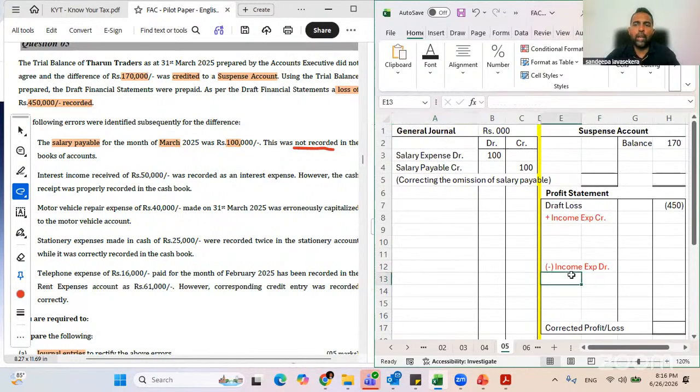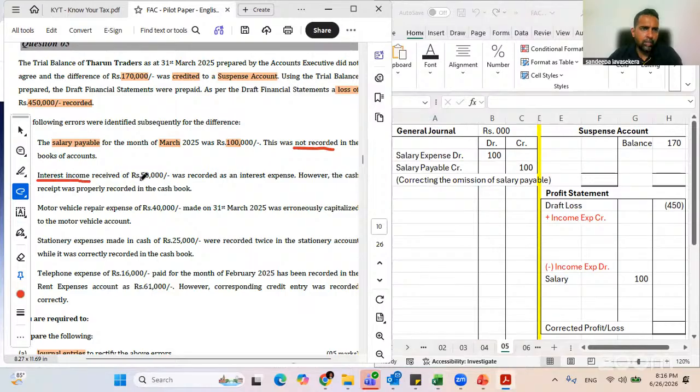So shall we record that? Salary 100. The salary payable is not impacting the profit. Right. Look at the next item.